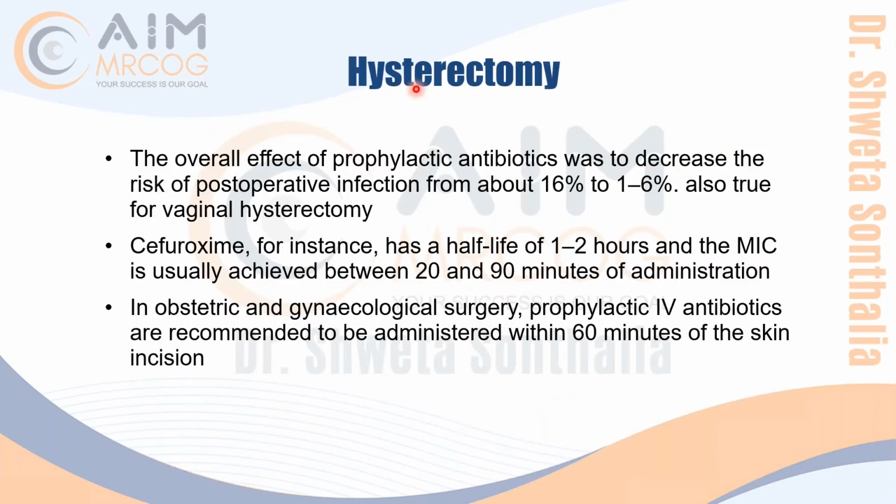Now, hysterectomy. What is the chance? In CS, we saw that prophylactic antibiotic will decrease it by 60 to 70%. Now, how much will it decrease in hysterectomy? In hysterectomy, it will decrease from 16% to 1 to 6%. So very important, very significant decrease. The same for vaginal, the same for abdominal. So this is the decrease.